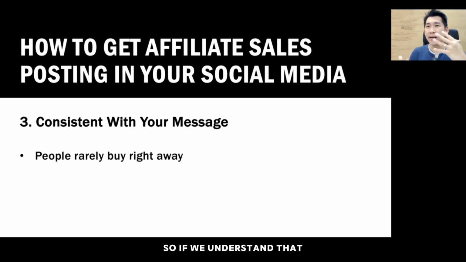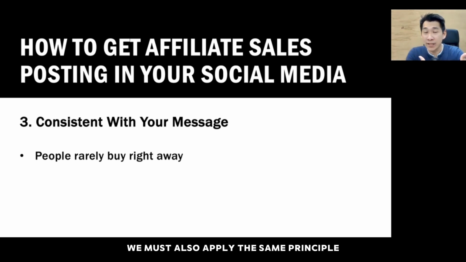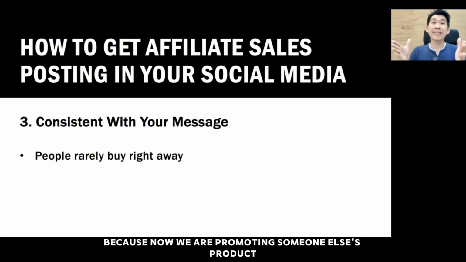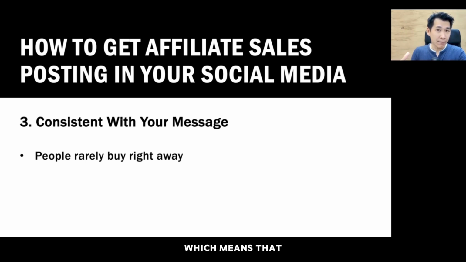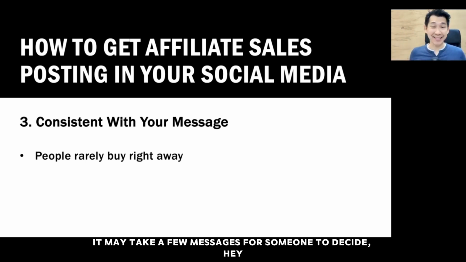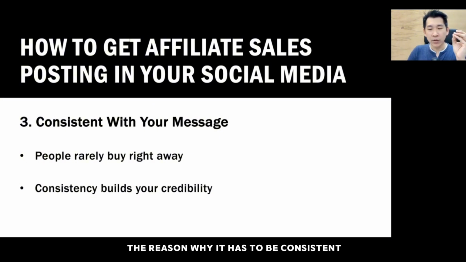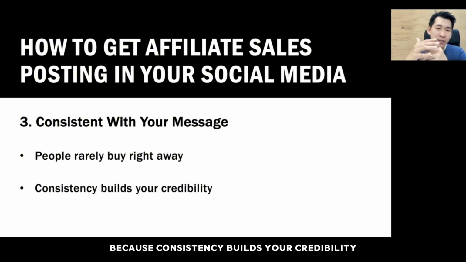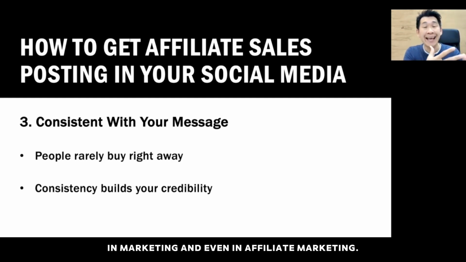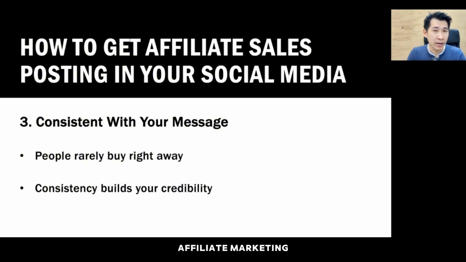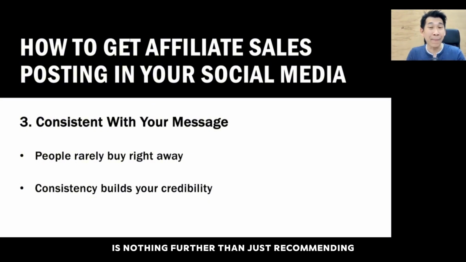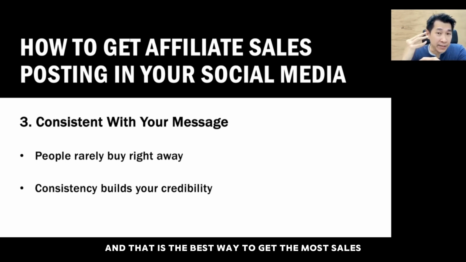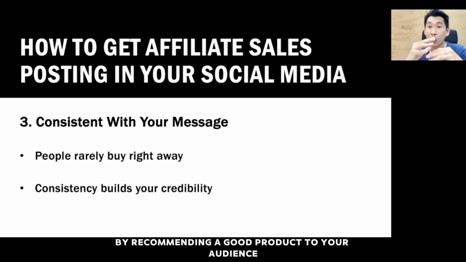So if we understand that, we must also apply the same principle when we want to get customers, especially affiliate sales, because now we are promoting someone else's product, which means that it may take a few messages for someone to decide, hey, this is what I want to go with. The reason why it has to be consistent is because consistency builds your credibility in business, in marketing, and even in affiliate marketing. Affiliate marketing is nothing further than just recommending another product. And that is the best way to get the most sales, by recommending a good product to your audience.